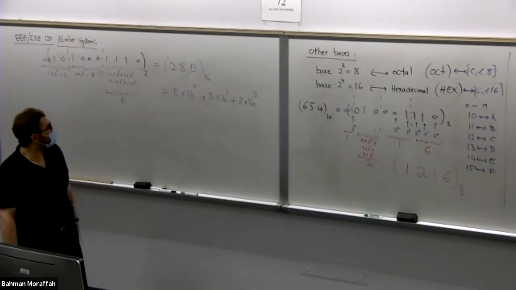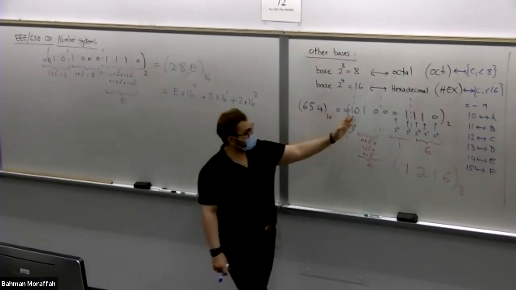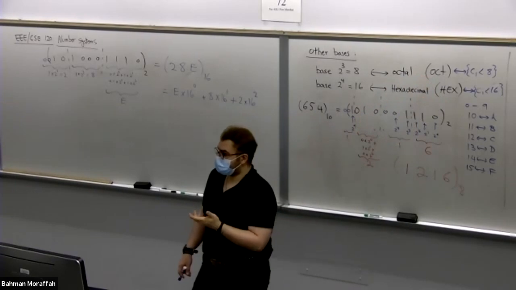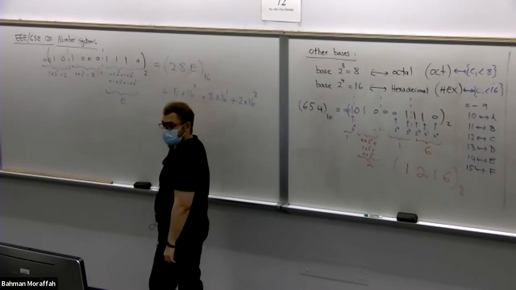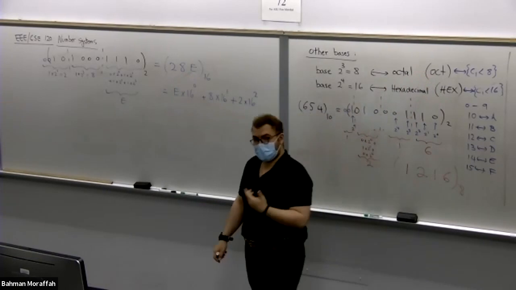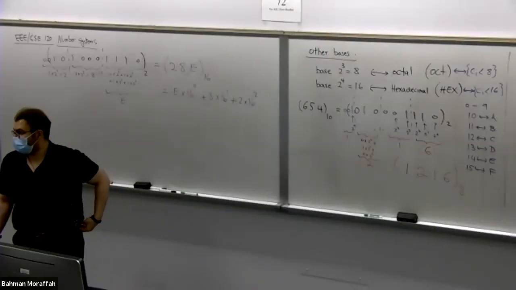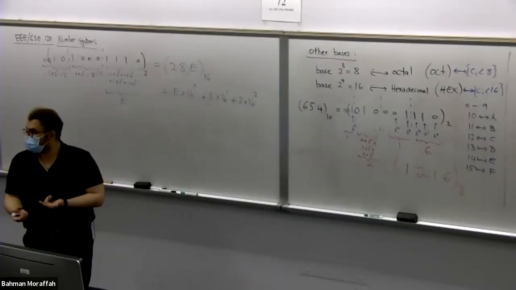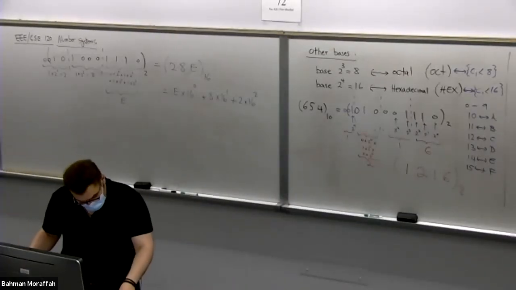Okay, great. So we learned how to go from binary to either octal or hexa. Can I actually do the reverse? If I'm given this number in hexa, or if I'm given this number in octal, can I go back to binary? Well, the answer is yeah. Whatever I did here, I can do the reverse. So let's just do an example.